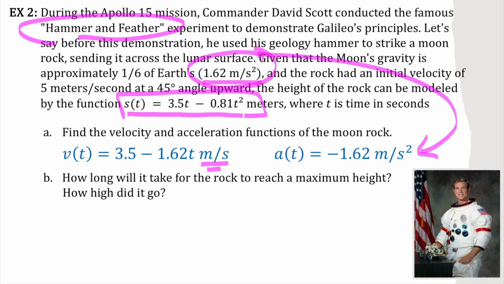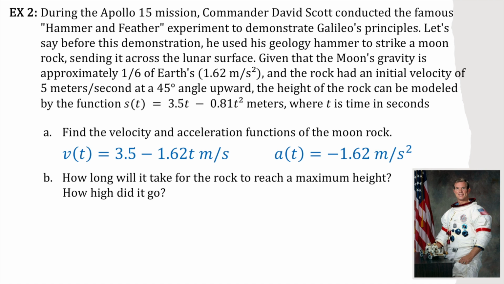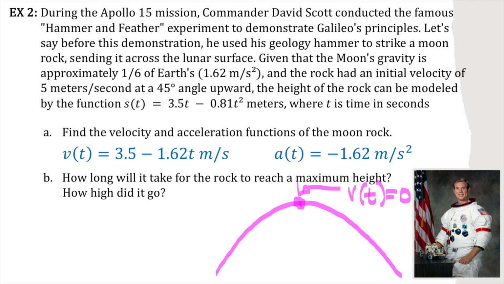Part B, how long will it take for the rock to reach a maximum height, and how high did it go? Well, imagine he hits the rock, it goes up, and then it comes back down again. Well, right at the top here, that would be its maximum height. Well, right there, we actually have a velocity of 0 because it's going up, up, up.